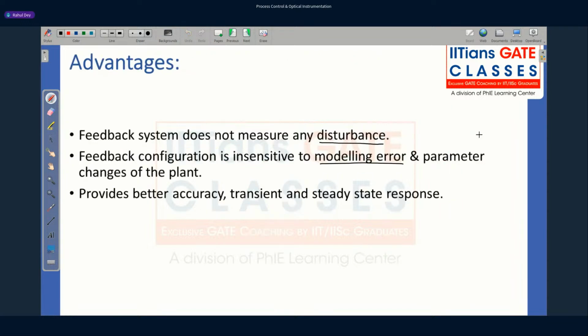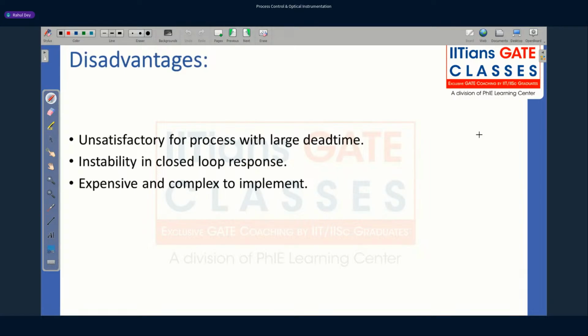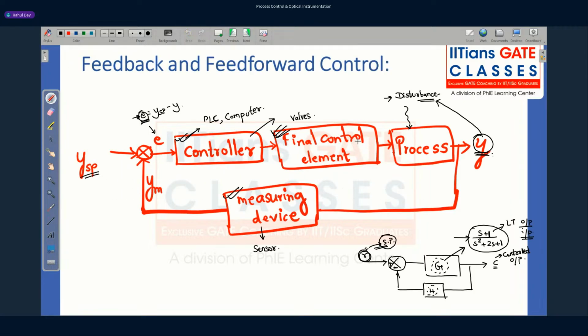So it provides better accuracy, transient and steady state response. This we have already seen in our control system. Now, what are the disadvantages? It is unsatisfactory for processes with large dead time. Now, what do we mean by large dead time? Suppose we have a medicine manufacturing plant where, if you give input at the 0th minute, my final batch of medicine will be generated after 12 hours. Means the process cooking time is 12 hours.